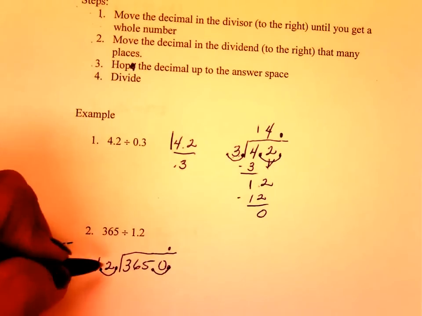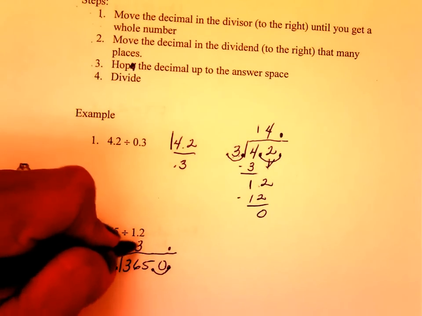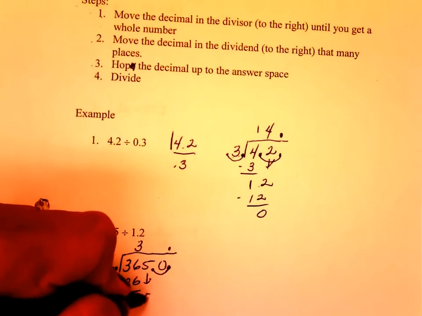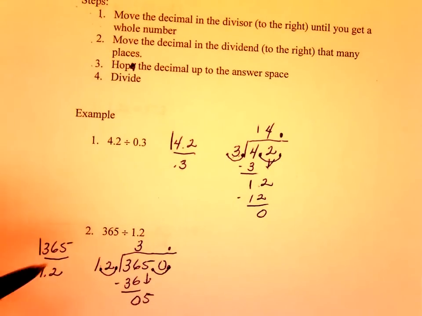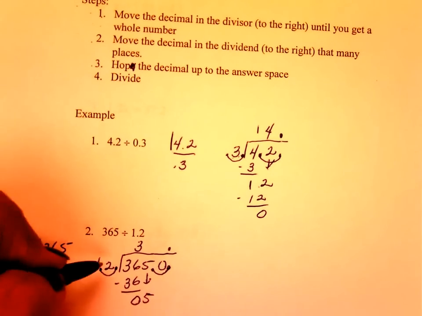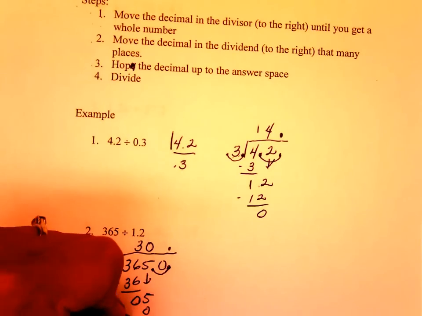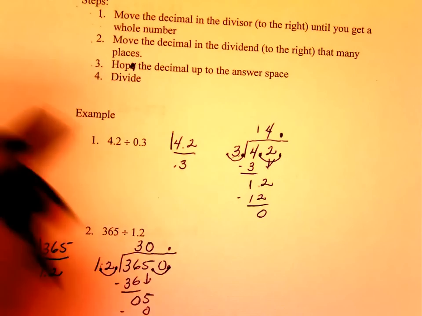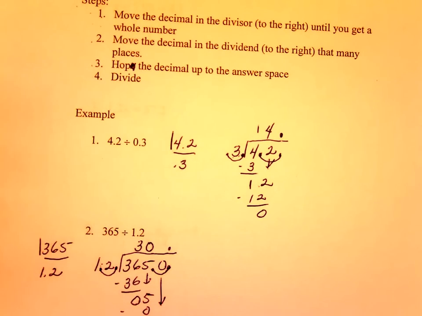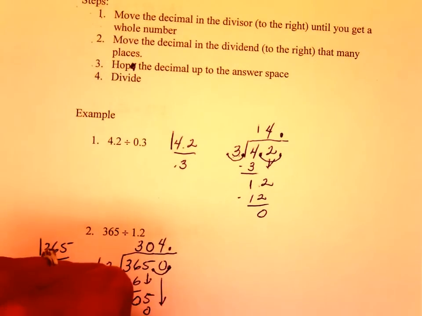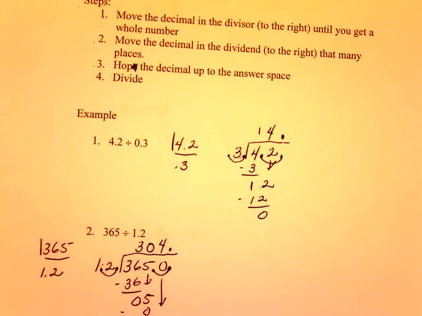Now you can divide. 12 goes into 36 3 times. 3 times 12 is 36. Subtract, 0. Bring down the 5. Here's where a lot of you guys go wrong. You say 12 doesn't go into 5, so then you automatically bring down that 0. You have to divide. 12 goes into 5 0 times. 0 times 12 is 0. Subtract and you get a 5. Now you can bring down the next 0. 12 goes into 50 4 times, which is 48. Subtract and you get a 2.